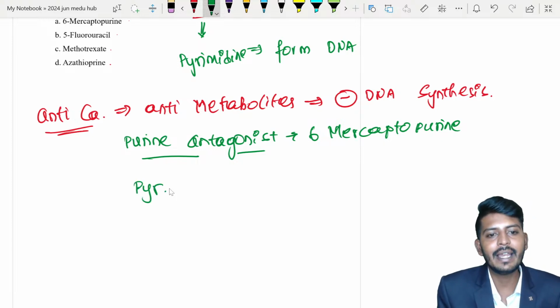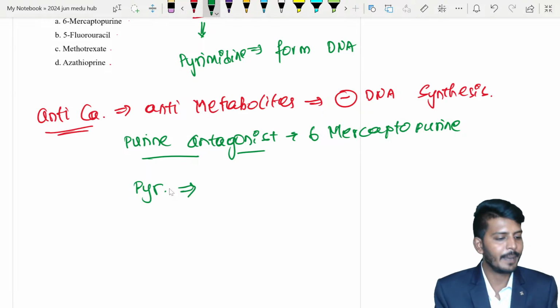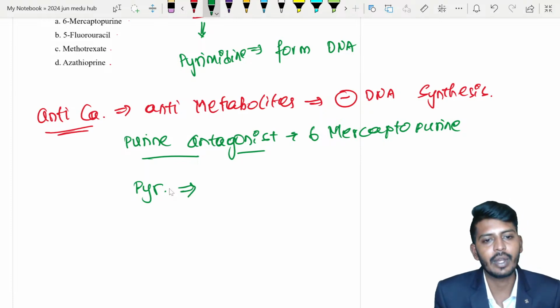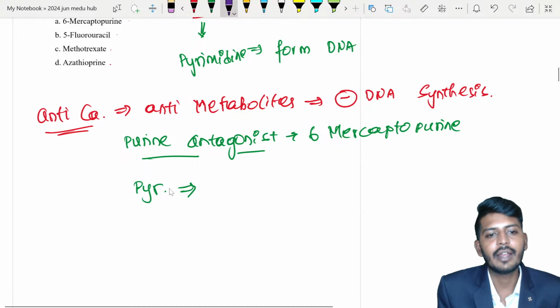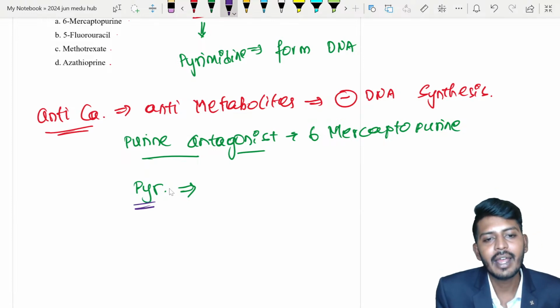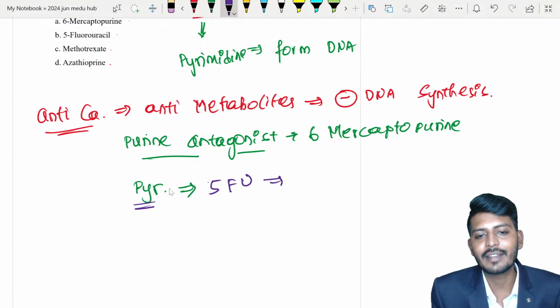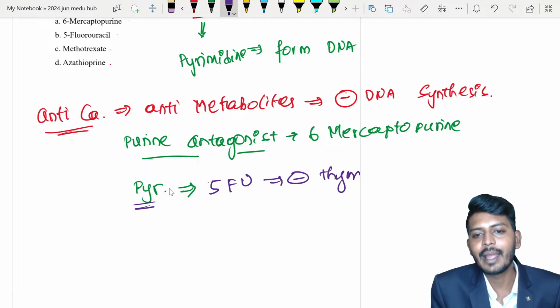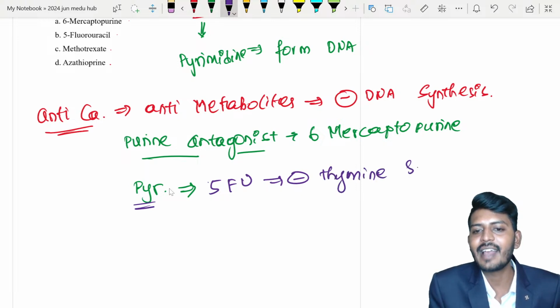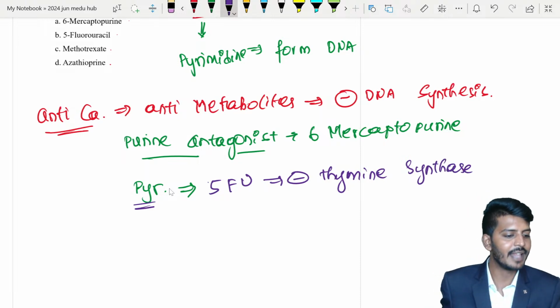Then we have the pyrimidine antagonist. Please remember, the pyrimidine antagonist is 5-fluorouracil. Whenever you give 5-fluorouracil, it will inhibit thymidylate synthase. It will inhibit which enzyme? Thymidylate synthase. Please listen carefully.